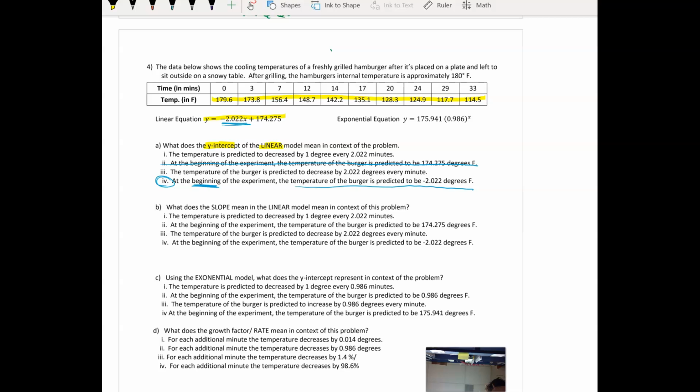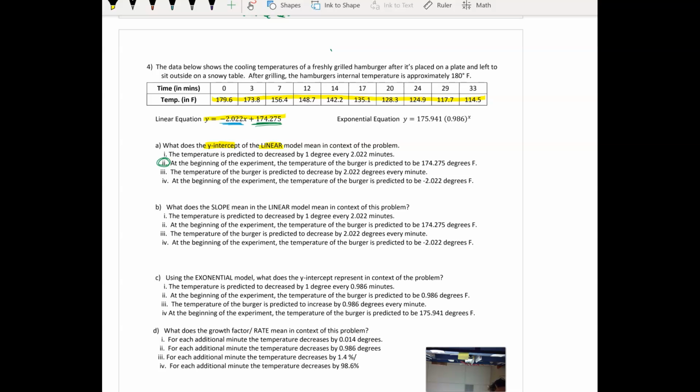And then the slope. So the slope is our other number. Whoops, I take it back. I wasn't looking at the right one. And so, sorry, I looked at the wrong one. Let's rewind. So, take it back. This is the number that's by itself. So, it's actually 2. At the beginning of the experiment, the temperature of the burger is predicted to be 174.275. All right, now let's go to the other one.